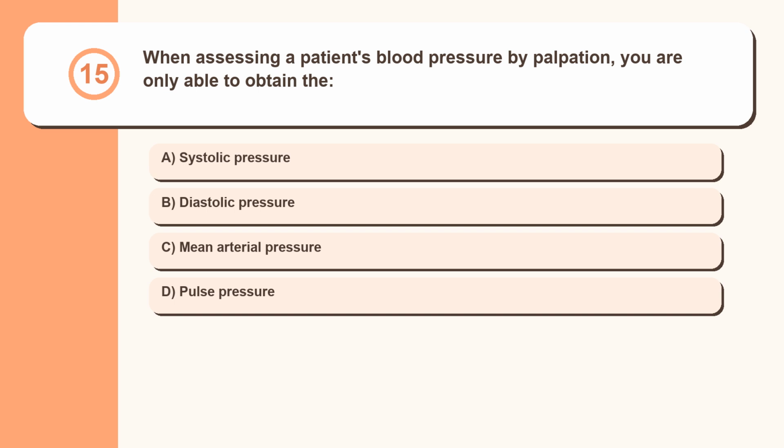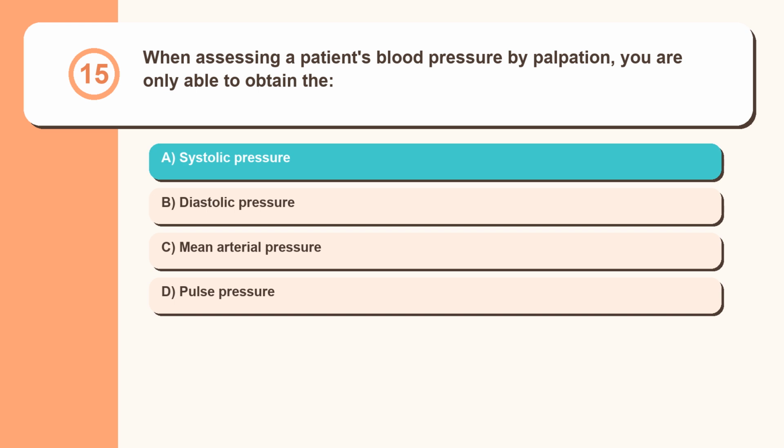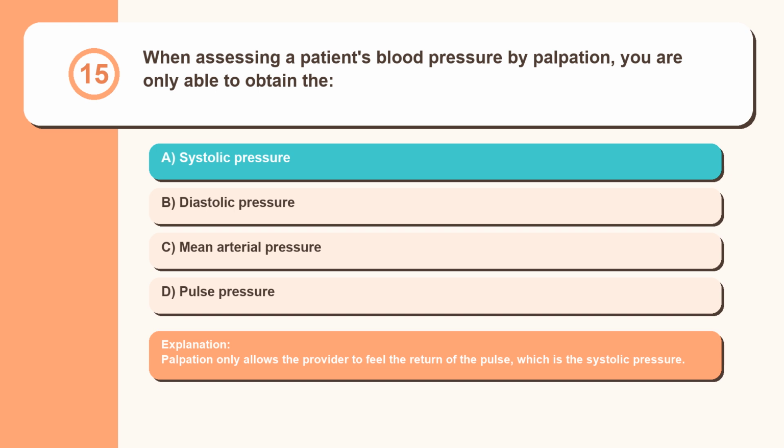Question 15. When assessing a patient's blood pressure by palpation, you are only able to obtain the systolic pressure, diastolic pressure, mean arterial pressure, pulse pressure. Palpation only allows the provider to feel the return of the pulse, which is the systolic pressure.